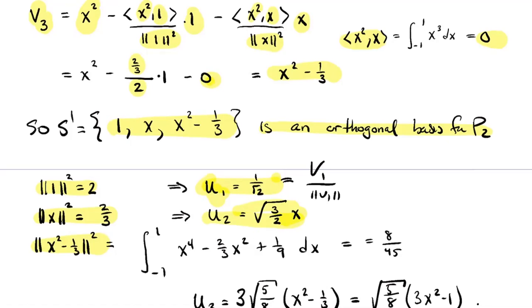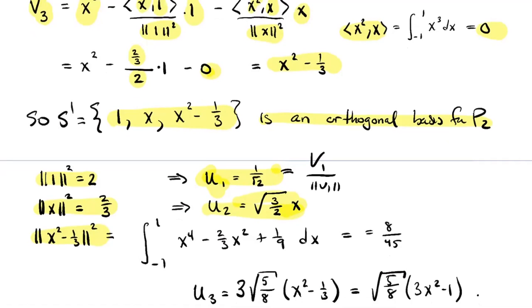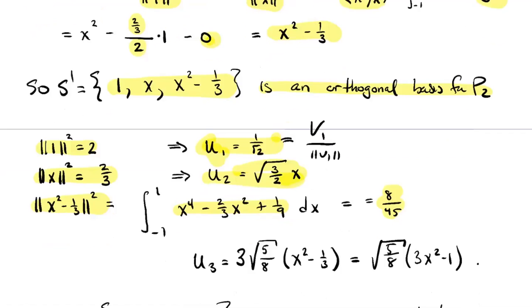For this one, if I included the details, to compute the length of V3, you have to take the inner product of it with itself. So I multiplied that polynomial x squared minus 1/3 by itself and integrated from -1 to 1. You can check the details; I got 8 over 45. So my third vector, U3, is V3 divided by the square root of that. I've just done the algebra and pushed it through. So there's my U3. Cool.